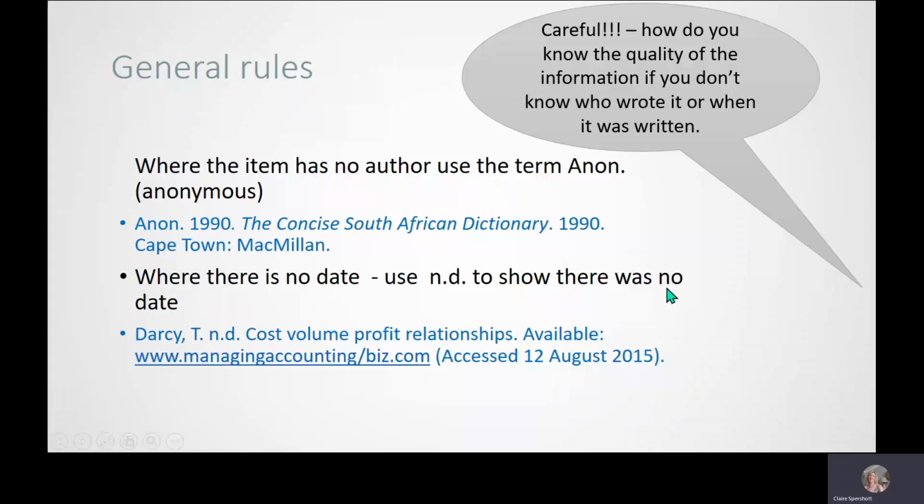However, if you were referencing something and you didn't know who the author was, or you didn't know when it was written, you have to think carefully about whether it's appropriate to include this in your research or in your list of references. It might not be appropriate if you don't know who wrote it.